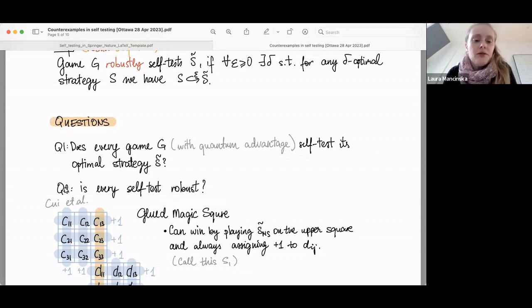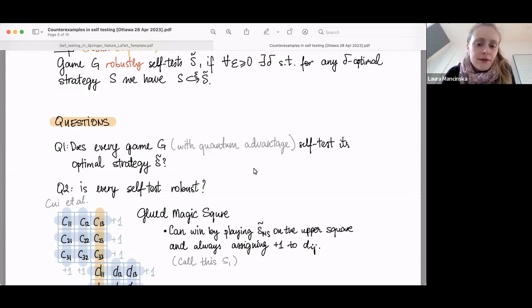And the second question we wanted to ask: is every self-test also robust? Here, again, it seemed like every time you have some argument that shows that a given scenario was a self-test, if you just try to insert epsilons in your argument and apply some Cauchy-Schwarzes, then you manage to show that it is also a robust self-test. If the answer was yes, it would be very nice, because it's much easier, of course, to prove that something is an exact self-test, and then this robustness would just follow quickly.